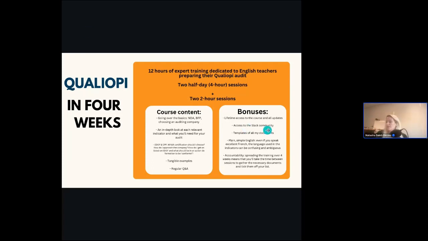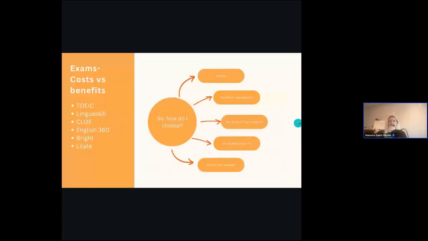Right. Okay, so into the subject of the day then. So exams and costs versus benefits. As I said before, it was a pain point for me and it's something that I really underestimated.